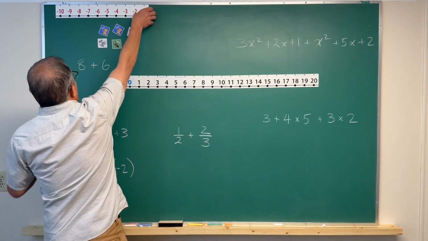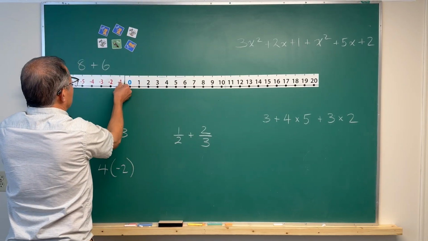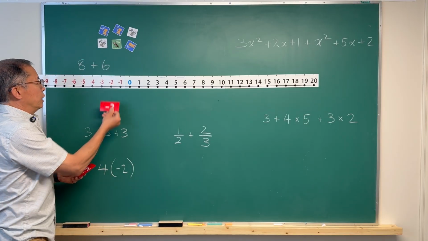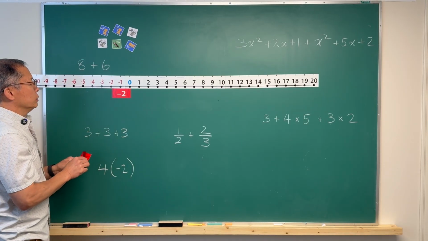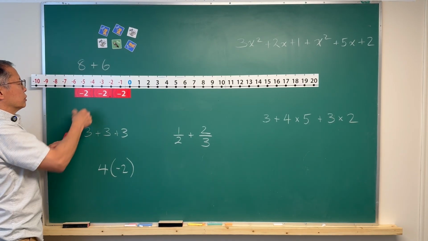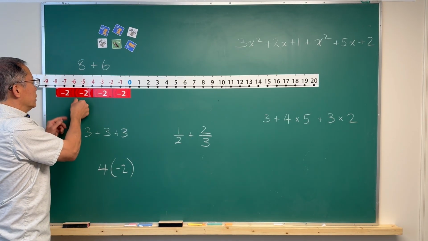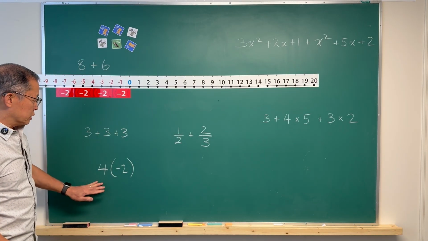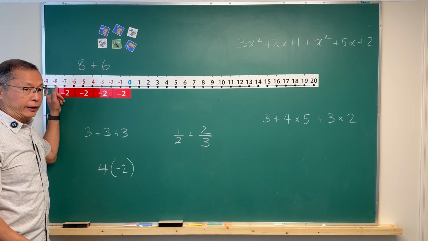So I bring down a negative section of the number line. And we start placing the negative 2 tiles. There's 1 negative 2, 2 negative 2's, 3 negative 2's, 4 negative 2's, lands you at negative 8. Likewise, a positive times a negative, that's why we're landing negative.